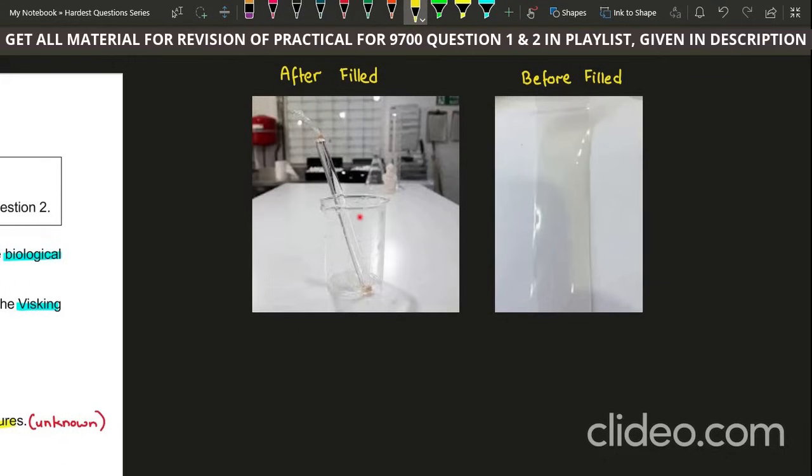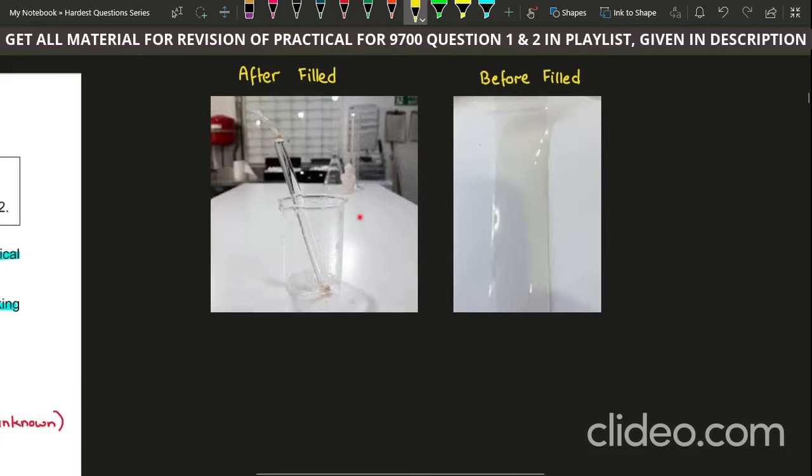This is how your Visking tubing looks when it is closed, or not filled. It will be given to you in the examination, and it is just like a piece of tape. Most of you do not know how to open it, but I think the examiner has provided some information about that in the paper.